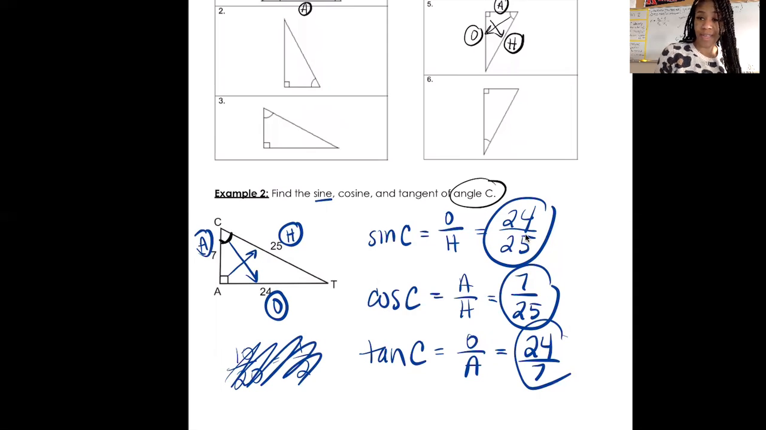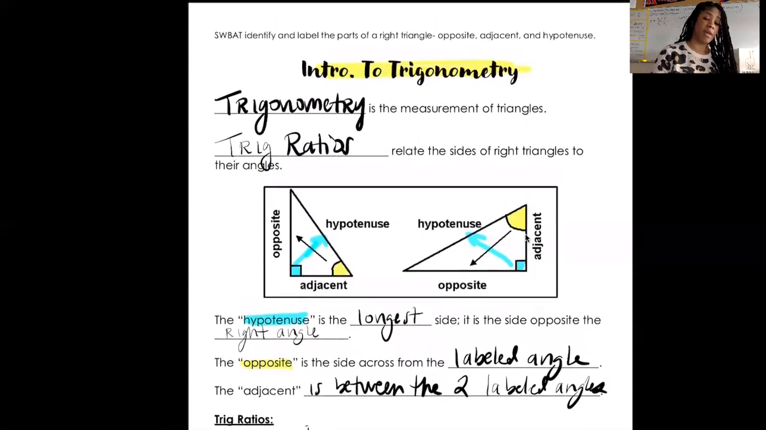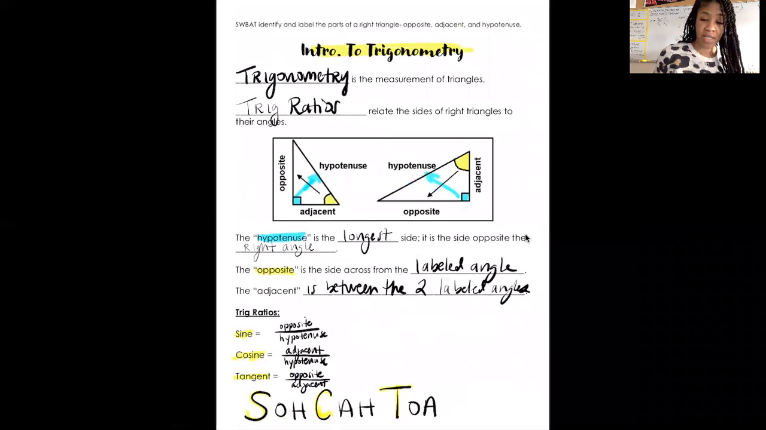So that's all I have for you today for intro to trigonometry. Like I said, it's very basic. The focus of today is just making sure that you can label those sides and fill in the formula.